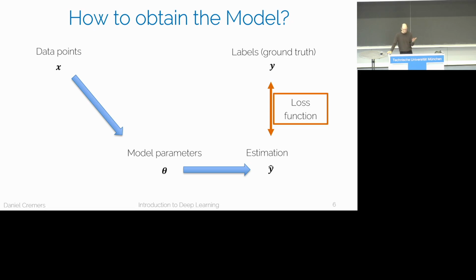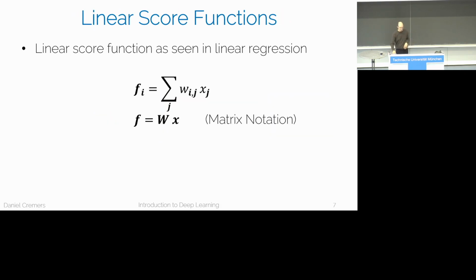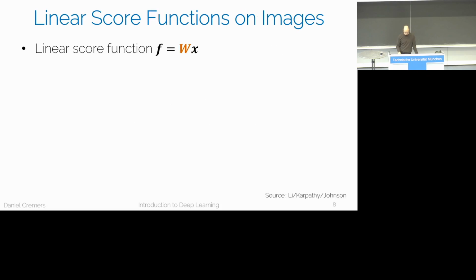The challenge is then to find suitable loss functions, and that is often problem dependent, what loss functions make sense for your kind of problem. And then the idea of learning is that you optimize the loss function with respect to your parameters theta, to find the best parameters such that the predicted value y hat is as close as possible, in terms of the loss function, to the ground truth. And we talked about linear score functions, where the score is basically a weighted sum of the input values. In matrix form, you have a vector of scores f, and that is W times x, where W is some matrix and x is the input vector.